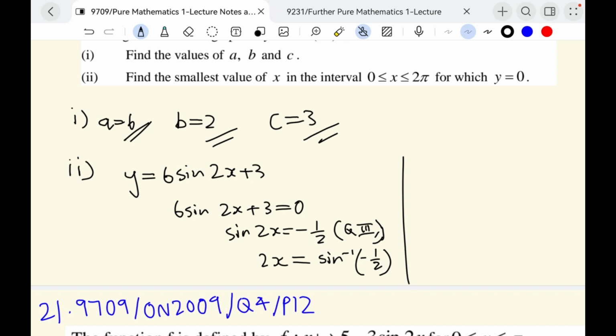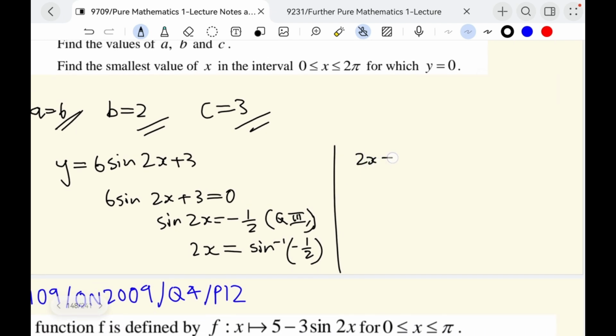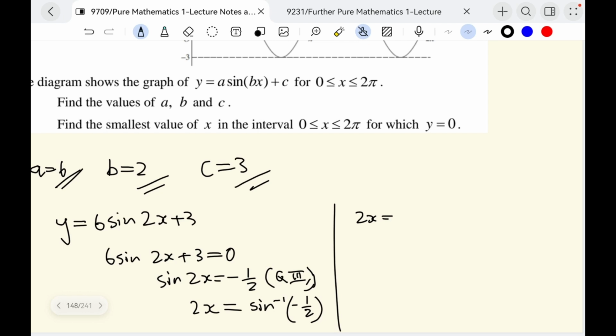What is it? It is 2x equals, since the interval given is in radians, so we have to convert the angle units to radians, which is 7 pi over 6. And then divide by 2, which is 7 over 12 pi. And this is the smallest value of x. So that's all for this question.